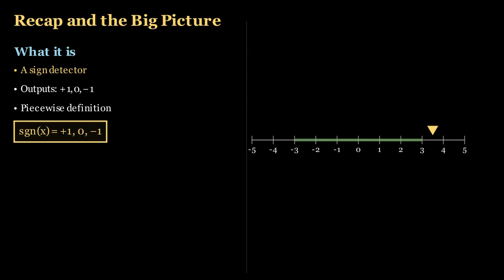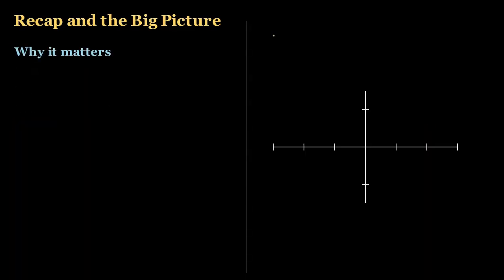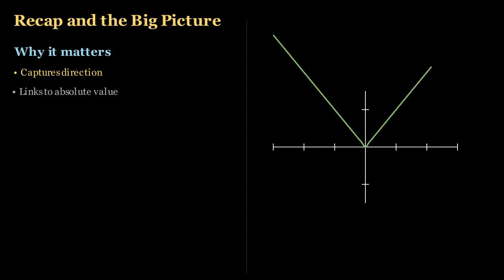We write this as a piecewise function, a single rule broken into 3 clear cases, one for each possible sign of the input. It's a tiny machine with only 3 possible answers. Why do we care about such a simple function? Because it captures the pure idea of direction, separate from size. In physics, it tells you which way something is moving. In engineering, it's the core of a switch, deciding whether a system should push left or right.